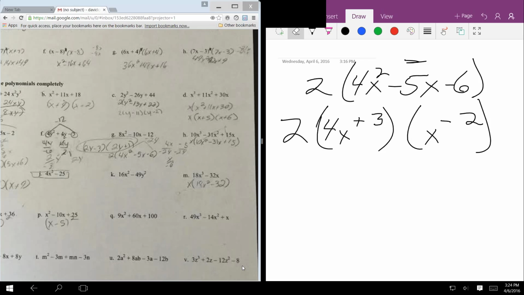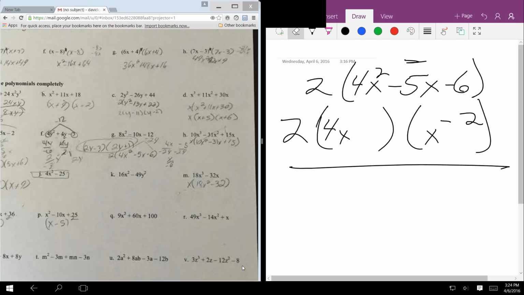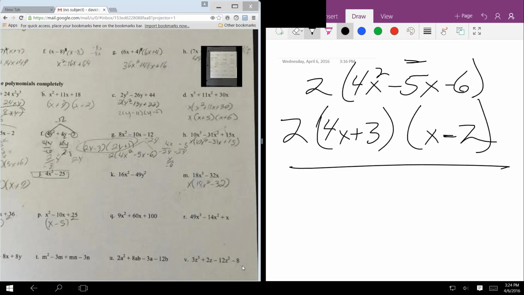If you carry out that multiplication, you will get what you started with, which is always the key. Now, let me make clear here what this means. That's x, 4x plus 3, x minus 2. You'll notice that if you FOIL those two together, you get this. And that's the key, is to always be able to reproduce the original.